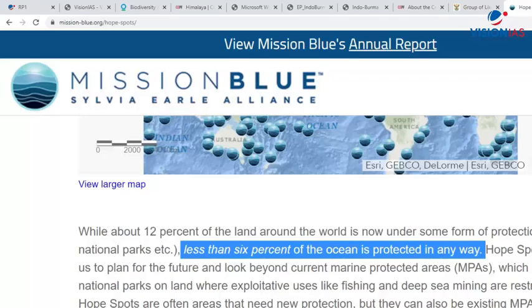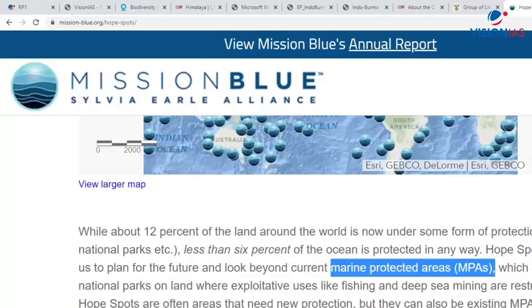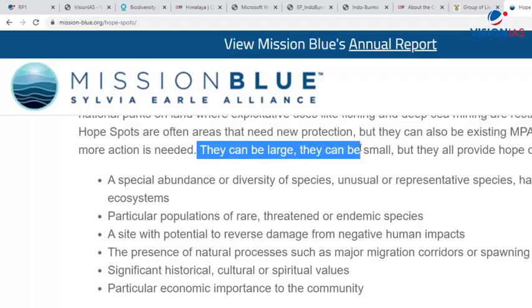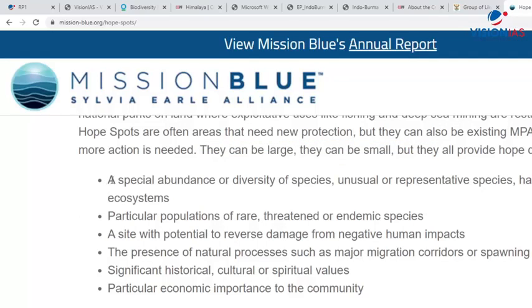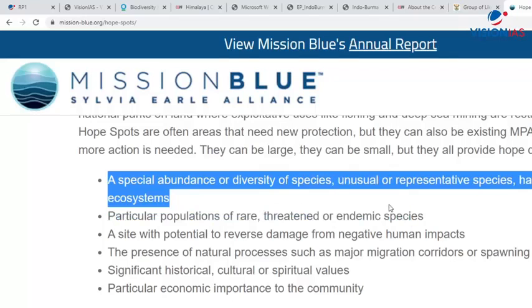Only less than 6%. And hotspots allow us to look beyond current marine protected areas, MPAs, right, which may be like national parks or sanctuaries. It can go beyond that. And now see here, a very, very important point. Hotspots can be large, can be small in area. But they all provide hope because of this. Point number one, a spatial abundance or diversity of species. Unusual or representative species, habitat or ecosystem.